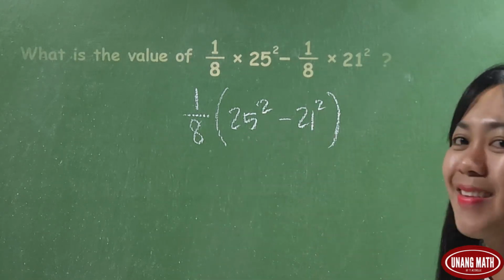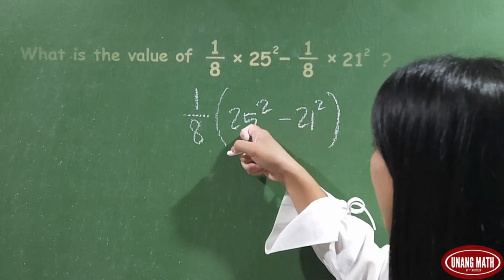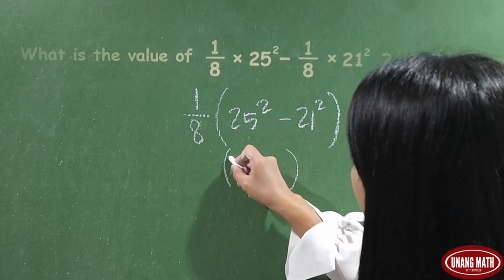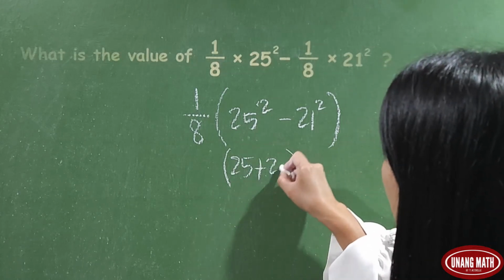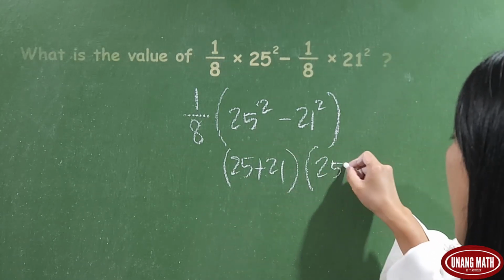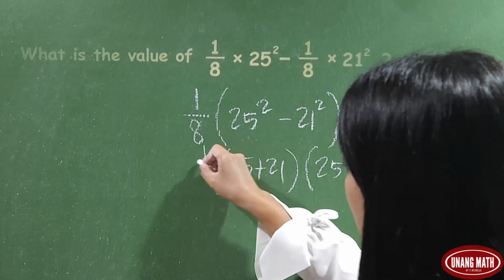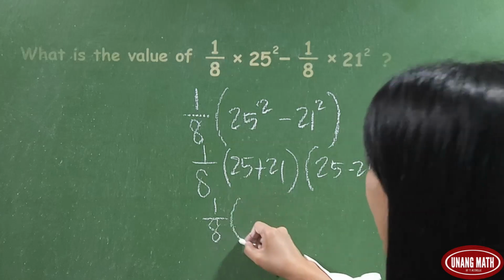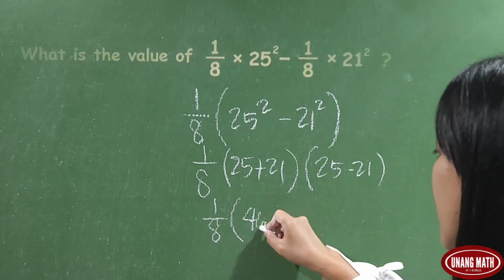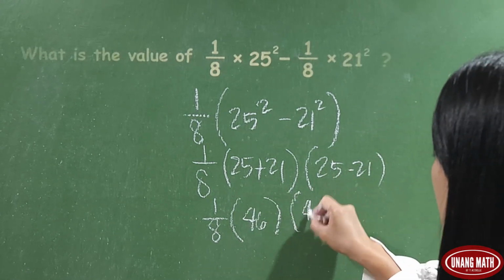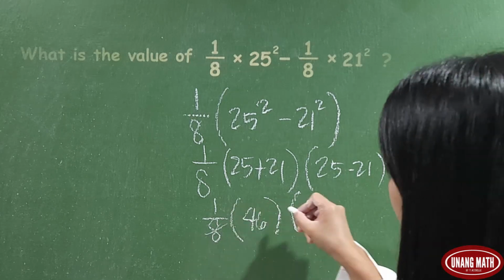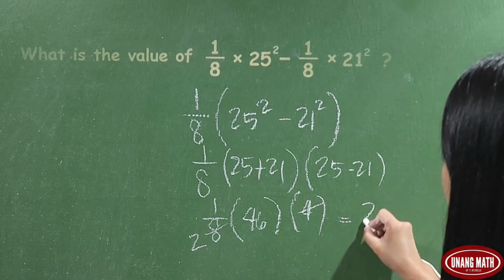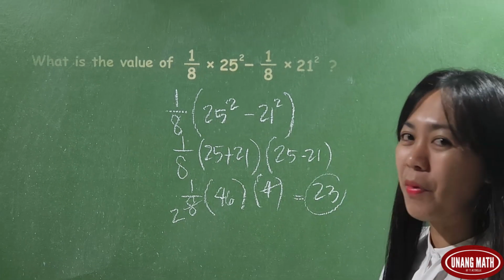This expression inside is a difference of squares. So to factor this out, 25 plus 21 times 25 minus 21. Let's write 1 over 8 here. So this is 1 over 8 times 46 times 4. Simplify. 4 divided by 8 is 1 over 2. So 46 divided by 2, it means it's equal to 23.